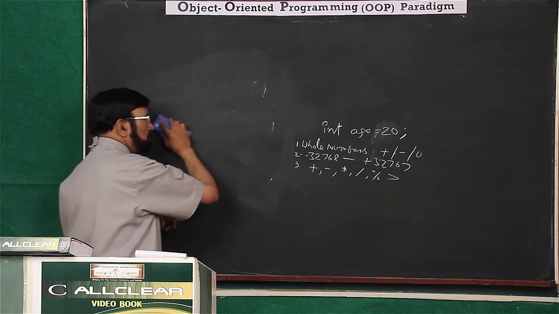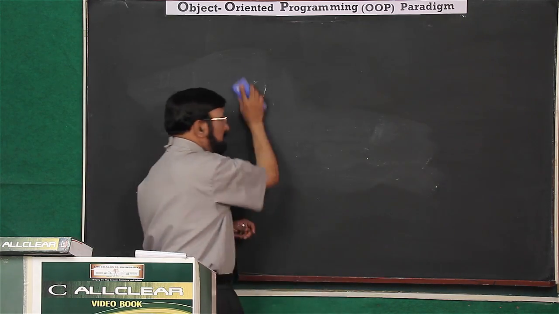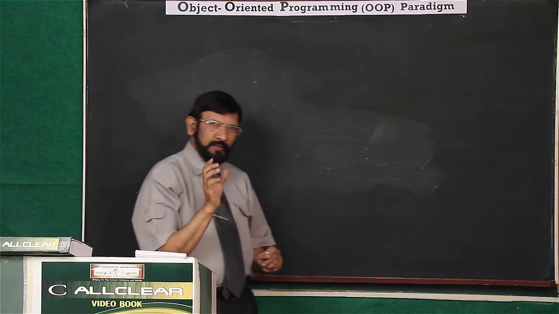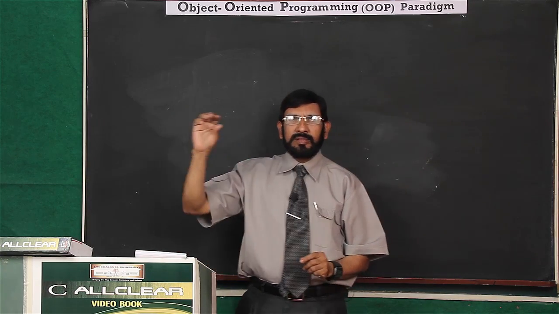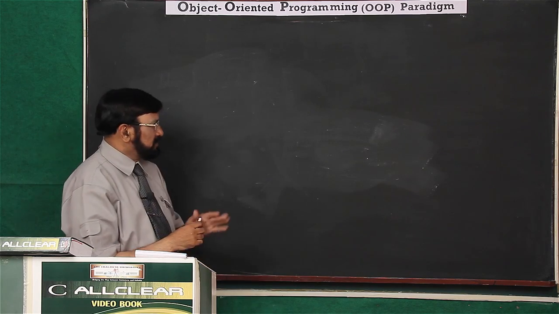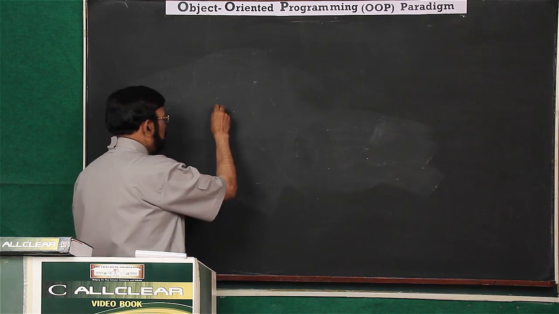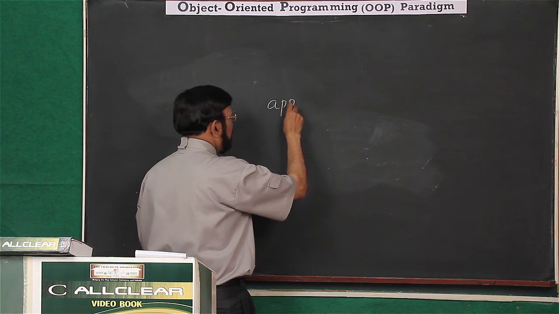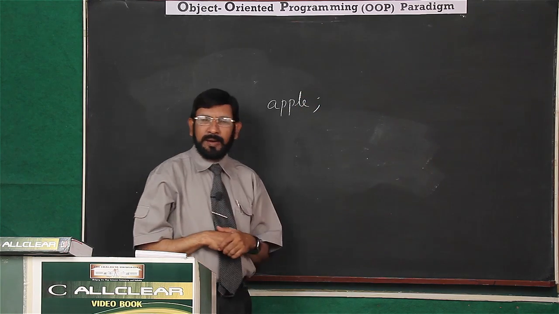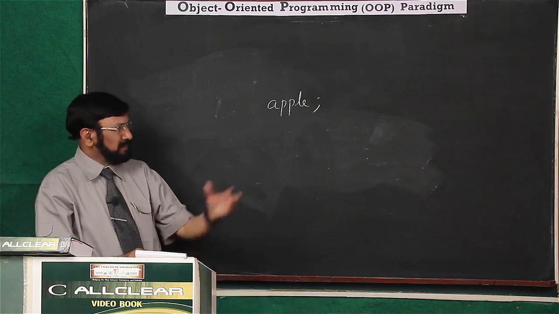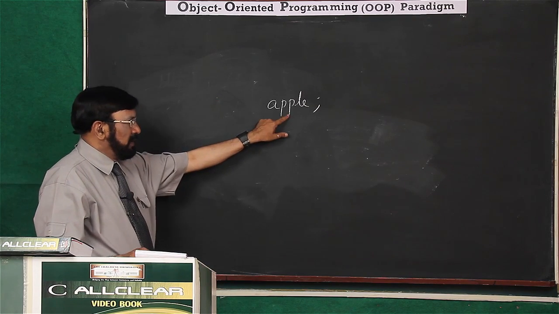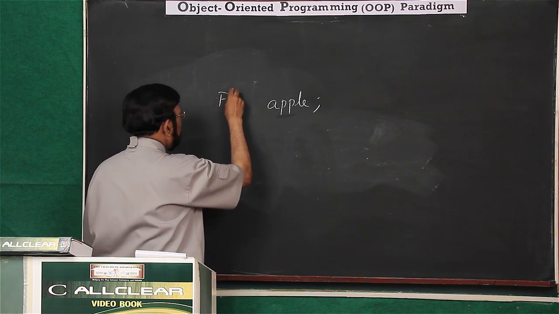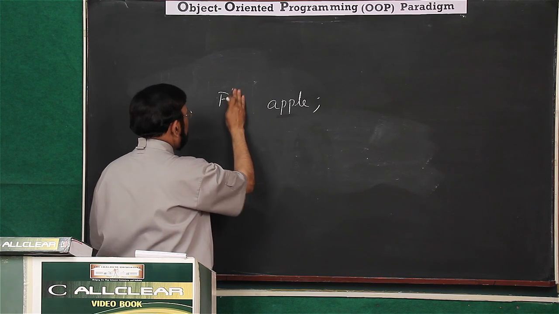Class is the blueprint of every object. Whenever you want an object, you have to develop the corresponding class. Just a few examples I give. I want to create an object called apple. An apple object I want to create. What is the blueprint? Apple is the object, and the blueprint is the class, that is fruit.